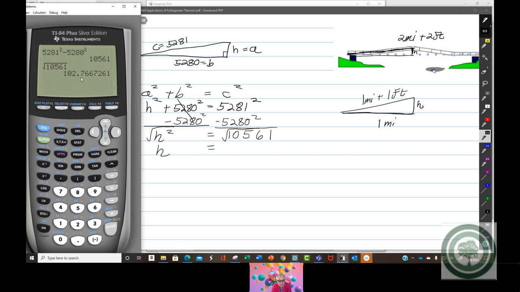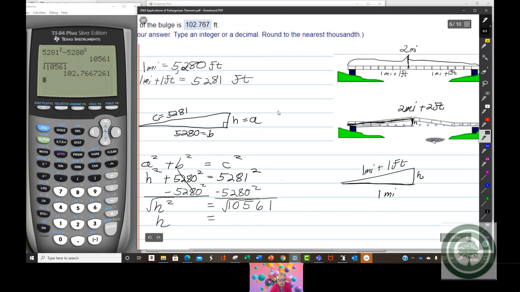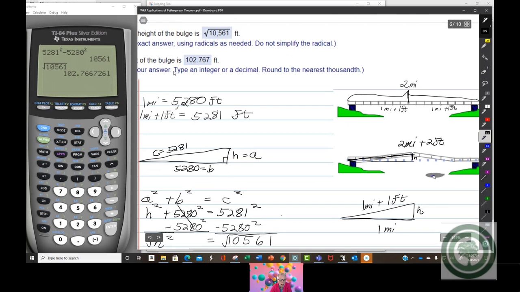And so here I have this. Now let's see how many decimal places we're supposed to round this to. Type an integer or a decimal, round to the nearest thousandth. That's three decimal places. So here's my answer: 102.766, those are the three decimal places. I look at the fourth decimal place, 7, and this 7 will cause the 6 to round up to a 7. So we agree with their answer.